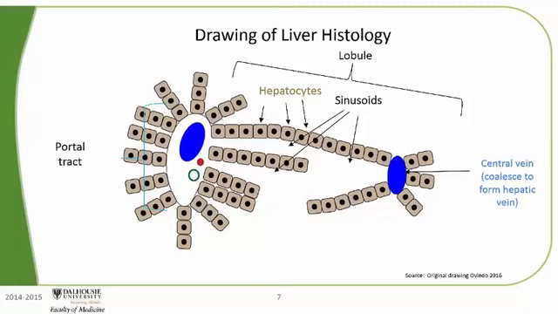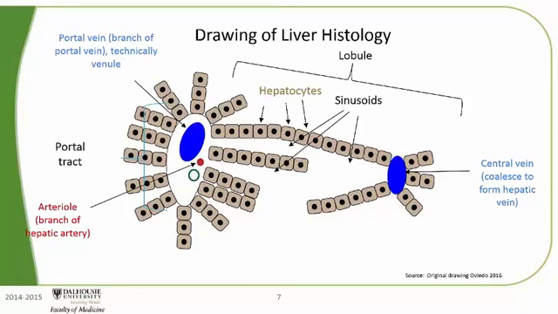The portal tract is a connective tissue region that contains the portal vein, arteriole, and bile duct. The portal vein is technically a venule, but most people refer to it as the portal vein. This portal vein is of course a tiny branch of the large portal vein that we saw entering the liver a few slides back. The arteriole is of course a tiny branch of the hepatic artery.